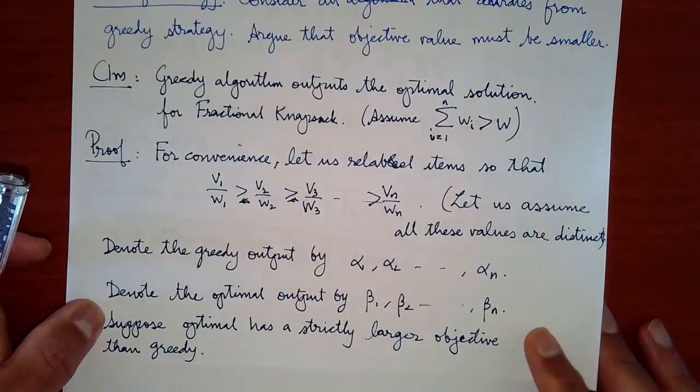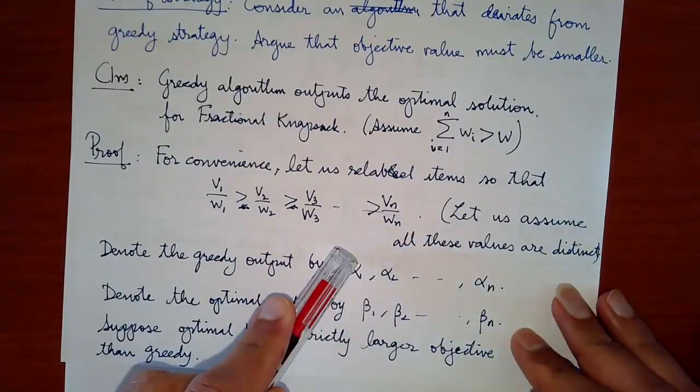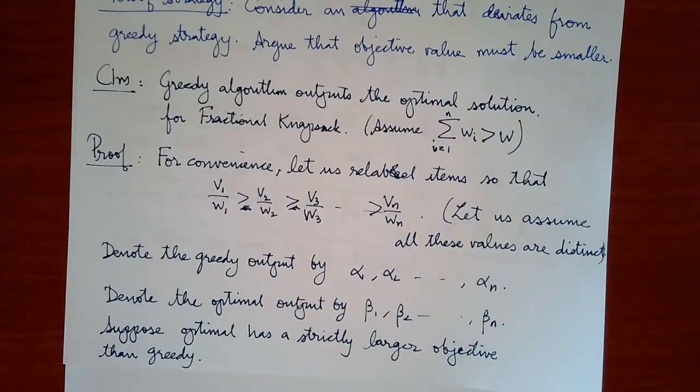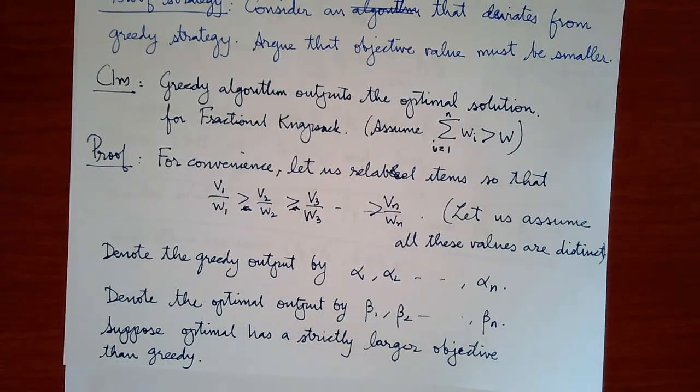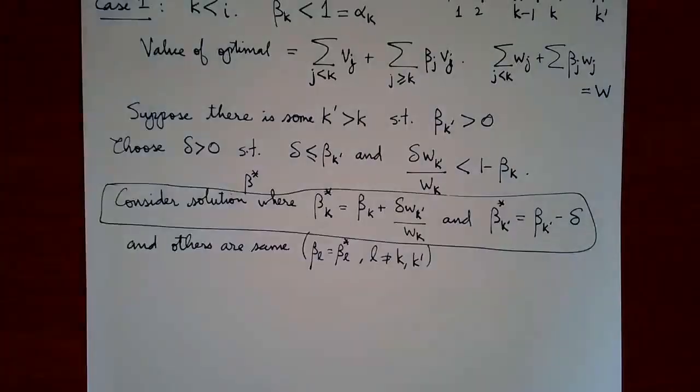How are we going to do this? We are going to see where beta deviates from alpha. And we'll see that whenever beta deviates from alpha, it actually made a bad choice, and we can fix that choice and increase the value of the optimal. But that's a contradiction because the optimal is the best. Okay? So how do we do that?